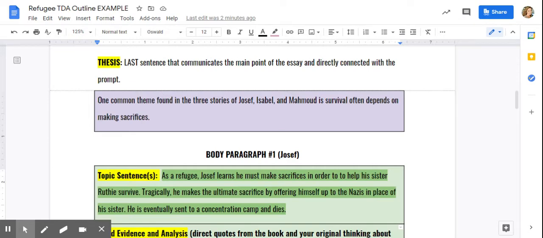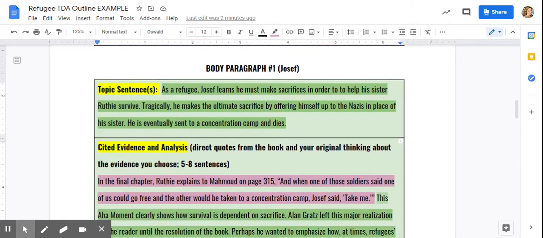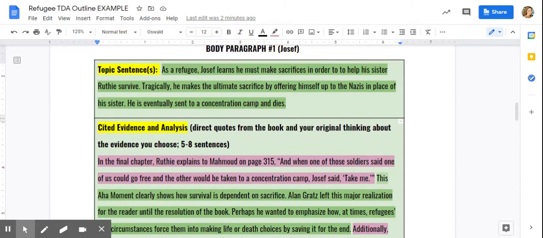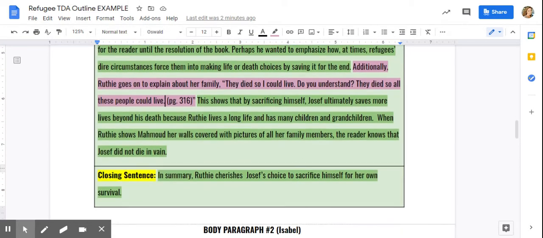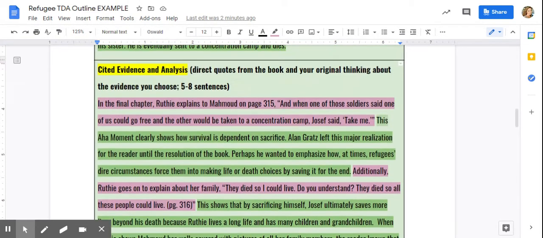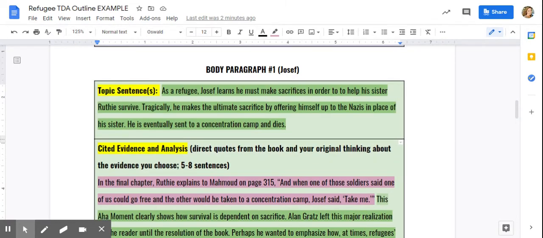Okay? So your body paragraph has three parts as well. It has your topic sentence or sentences. It has your evidence and analysis, and it has your closing sentence. So there's three parts to each body paragraph. Your topic sentence is going to be a quick summary of who the character is and what the character does in relation to the theme that you're trying to prove true. And for me, again, mine is that sometimes people have to sacrifice things in order to survive.